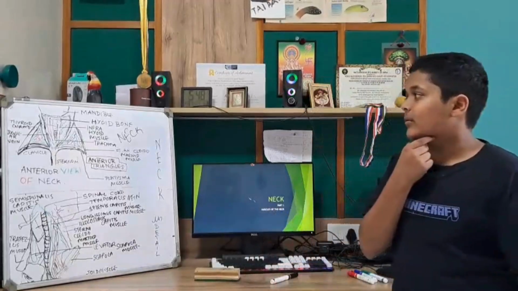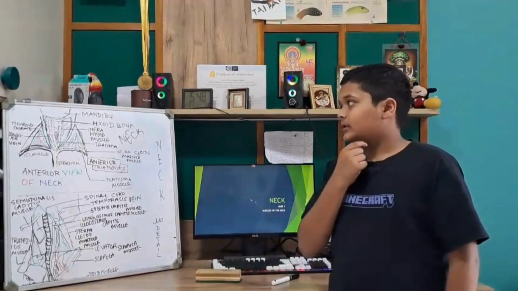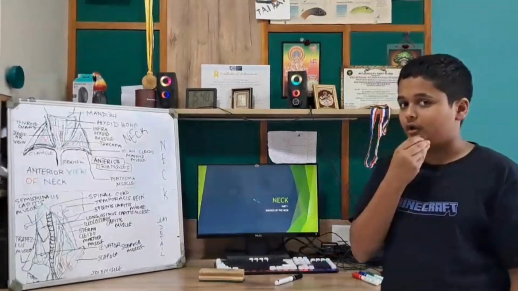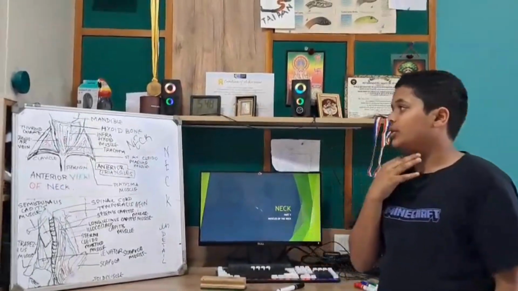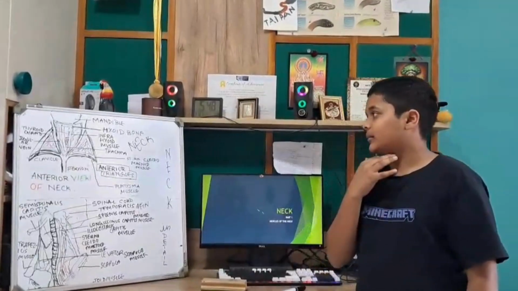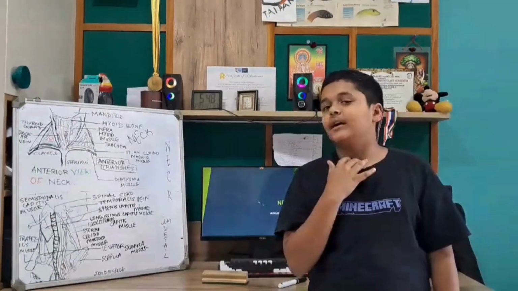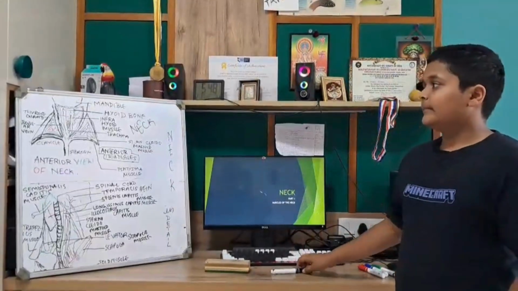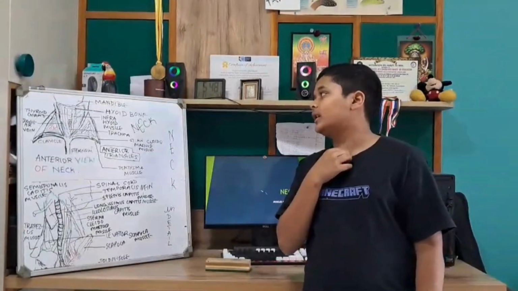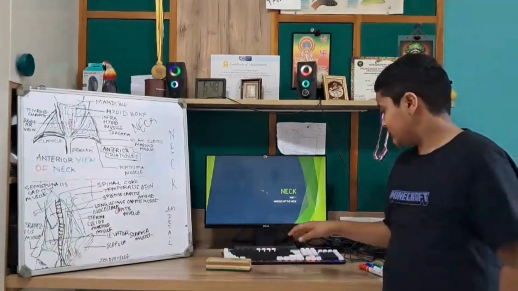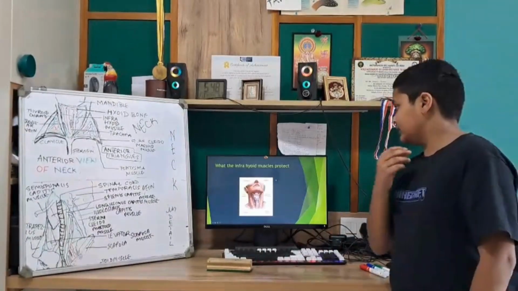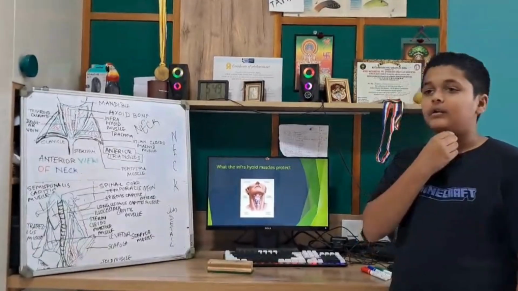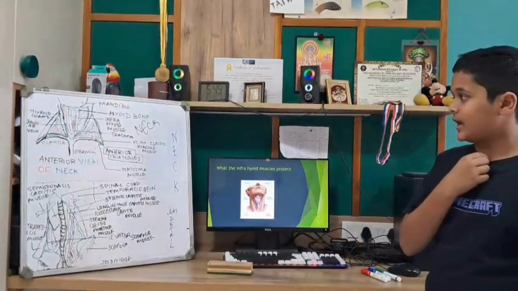So first, the main bone in the anterior part is the hyoid bone, which supports the mandible or the lower jaw bone. The hyoid bone has two muscles coming out of it, named infrahyoid muscles. These infrahyoid muscles look like straps, so they are known as strap muscles. And what does the infrahyoid muscle protect? It protects the epiglottis, the thyroid cartilage, and also the trachea, and also the thyroid gland.